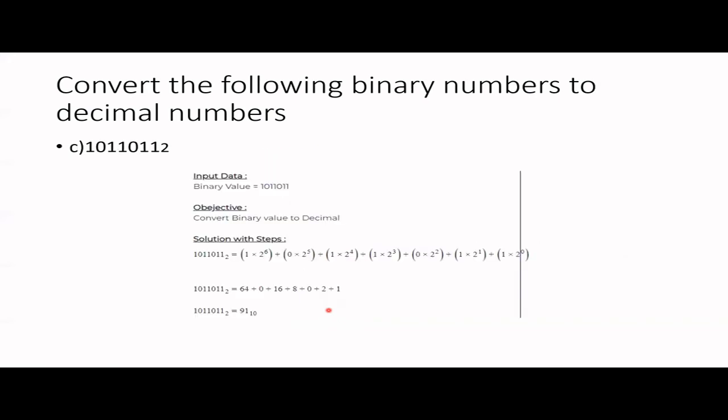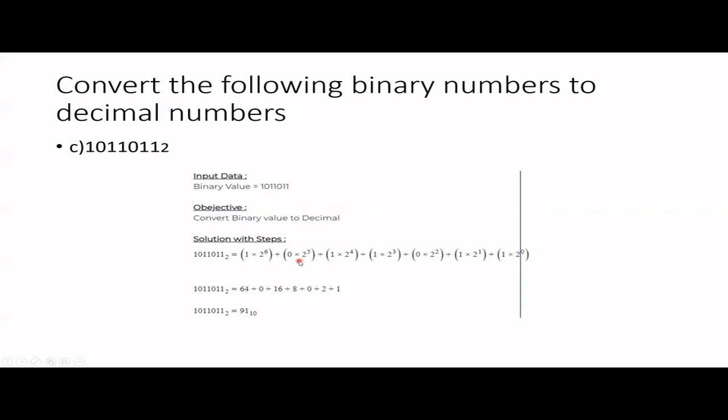Next one. 1011011, right? Again, write the weighting factors: 2 to the power 0, 2 to the power 1, 2 to the power 2, 2 to the power 3, 2 to the power 4, 2 to the power 5, 2 to the power 6, with the relevant digits 1, 1, 0, 1, 1, 0, 1, right? So 2 to the power 0 is 1, 1 into 1 is 1. Here it's 1 into 2. 1 into 8, 1 into 16.